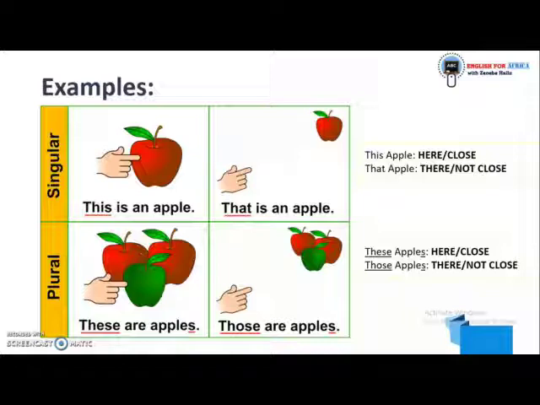Second example, we use plural forms. These are apples. These are apples. These apples, it means they are close, they are near. Those are apples. Those are apples. So it means those apples are not close, they're far. So this is how we can use the four demonstrative pronouns with the right meaning and the correct form in the English language.